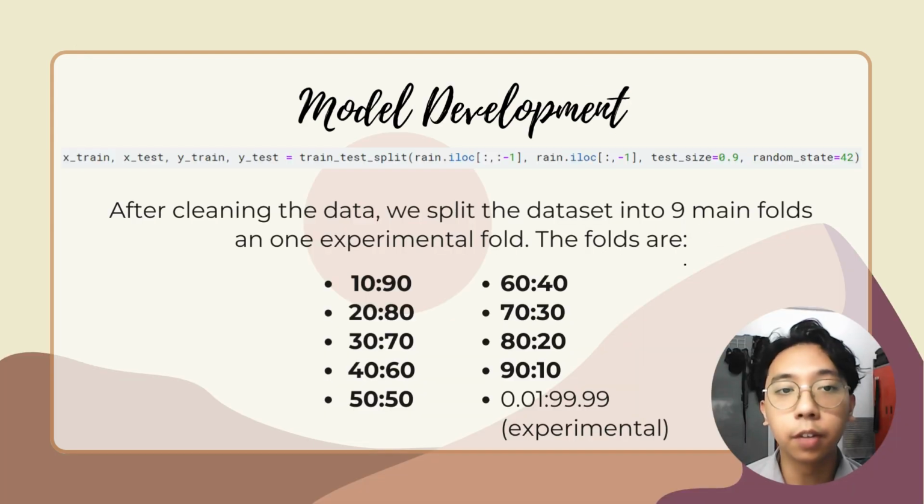Now for model development. After cleaning the data, we split the dataset into nine main folds and one experimental fold, using the code on the screen right now. The folds are 10/90, 20/80, 30/70, 40/60, 50/50, 60/40, 70/30, 80/20, and 90/10. For the experimental fold, however, we did 0.01 to 99.99.